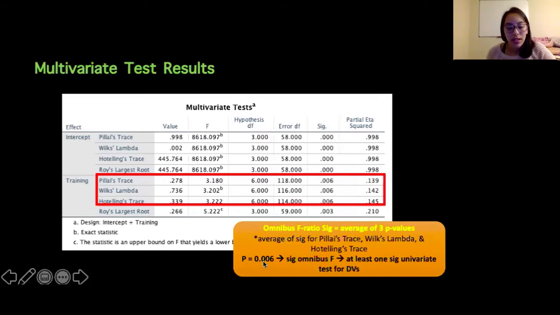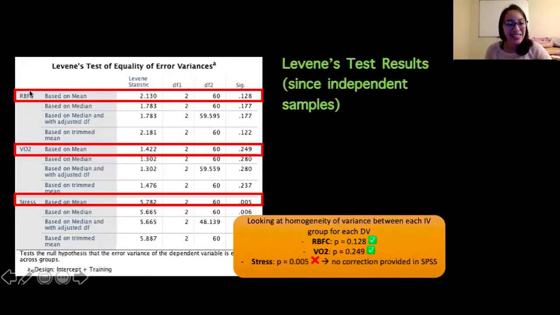So in this case, because p is less than 0.05, we say we have a significant effect in our multivariate test, and at least one of our univariate tests for one of our dependent variables should be significant, right? So then we go into the univariate test process. But remember, we have 3 variables. That means that one-way ANOVA is amplified 3 times. Yay! Okay, so this is Levene's test. We have Levene's test for each of our dependent variables, right?